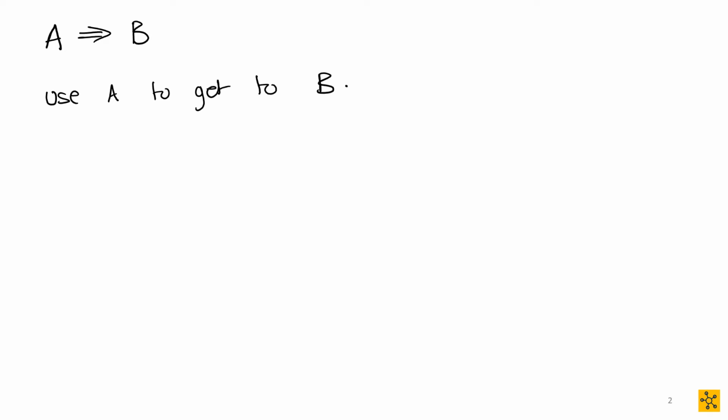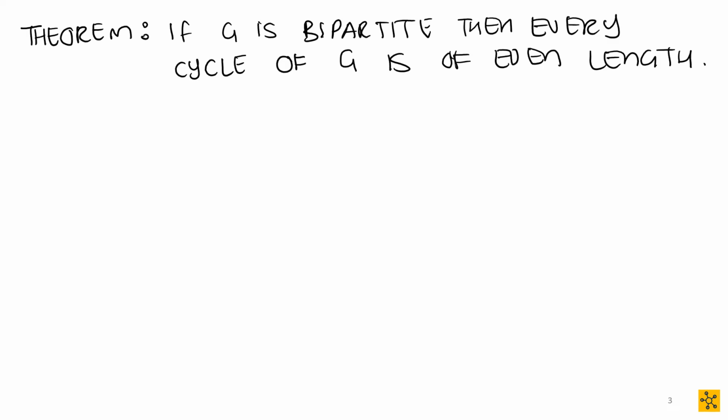Right, so let's go through examples of the proofs. The first theorem you're going to tackle is: if G is bipartite, then every cycle in G is of even length. So the first thing we need to look at: what is A and what is B? A is G is bipartite, and B is every cycle of G is of even length.